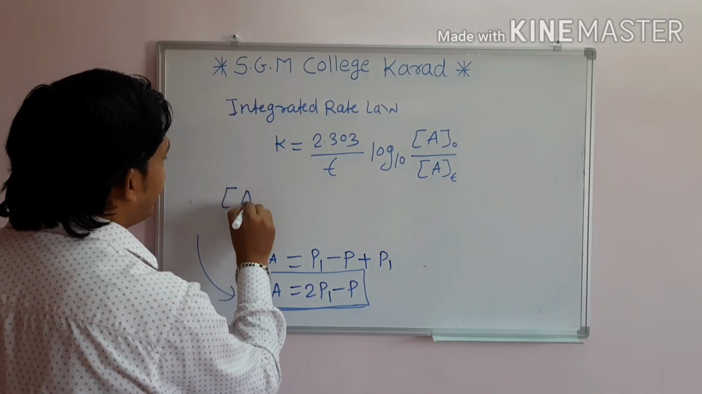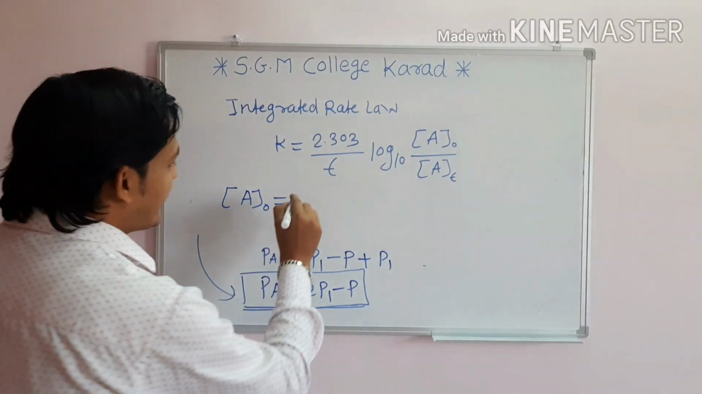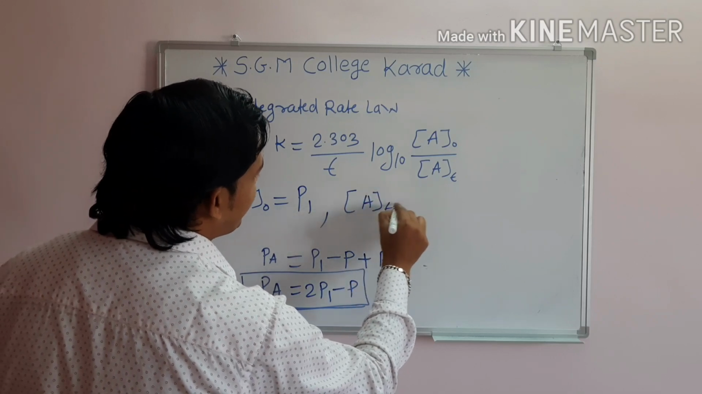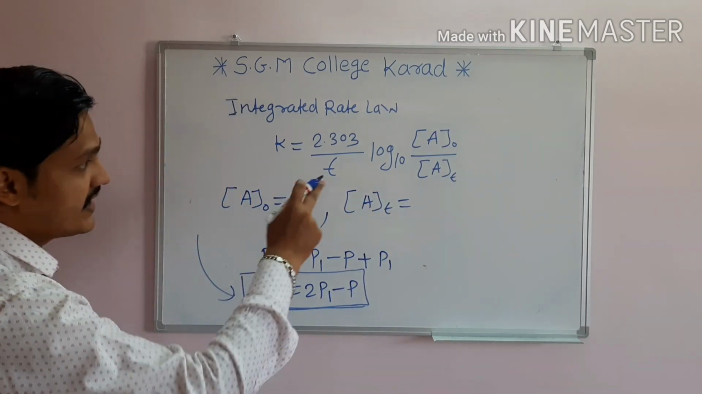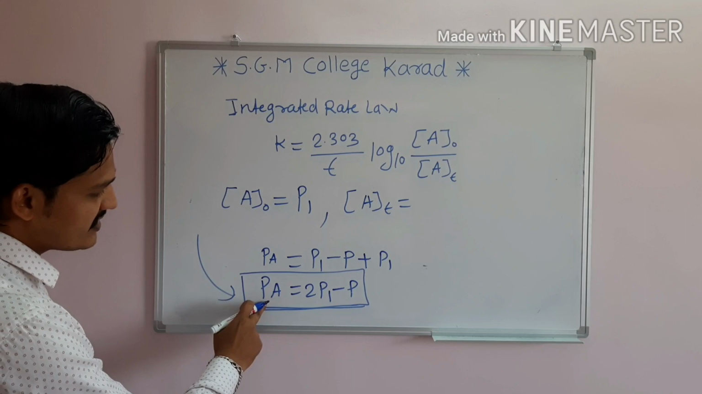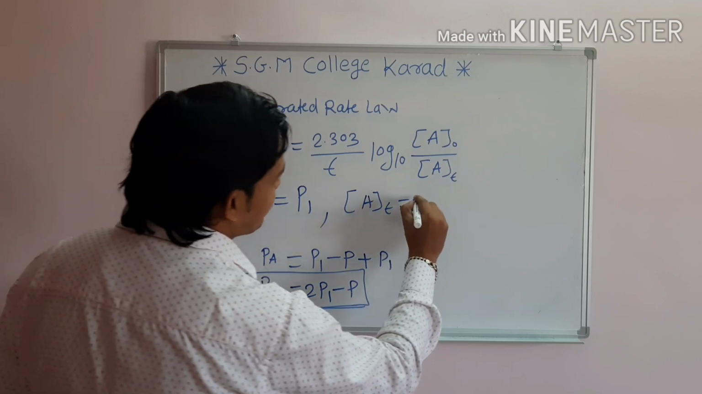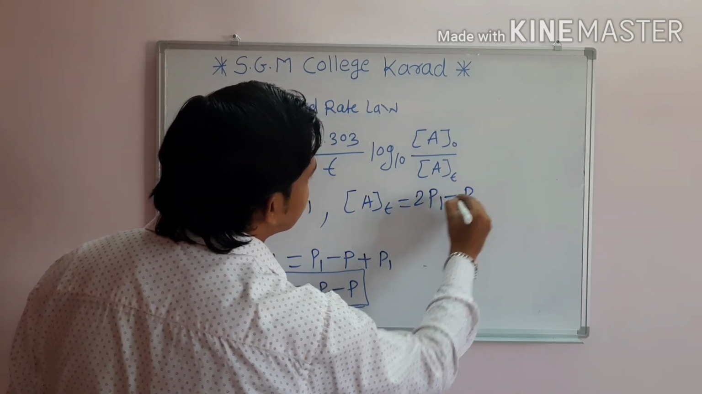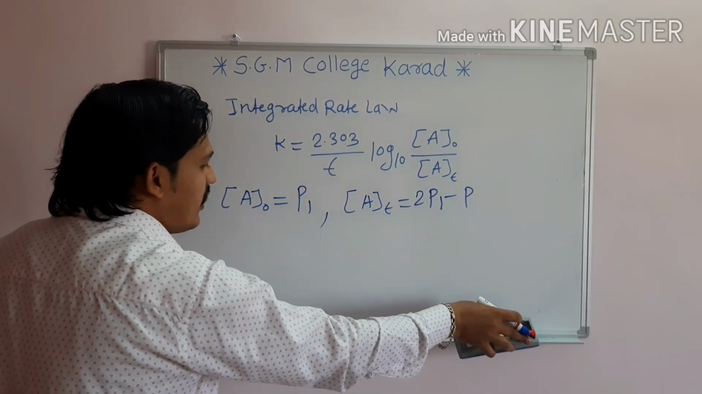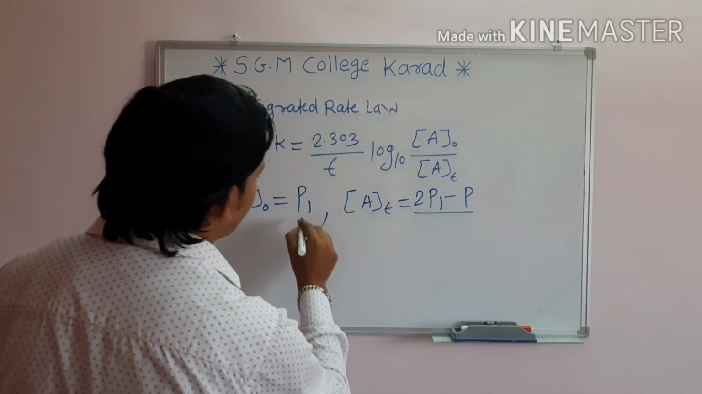So A0 indicates initial concentration of reactant. What is the value of initial pressure? That is P1. At indicates final concentration. What is the value of final pressure? That is PA, which we derived: PA is equal to twice of P1 minus P. So we get the initial value, that is P1, and the final value, that is twice of P1 minus P.